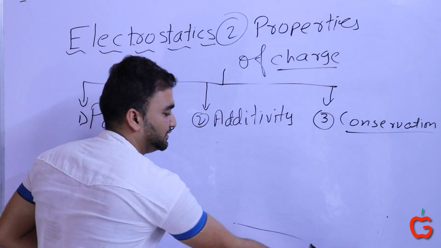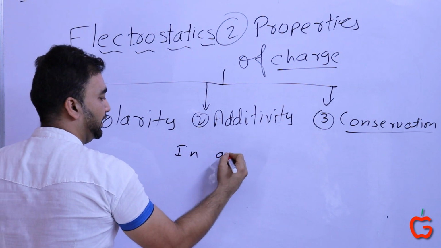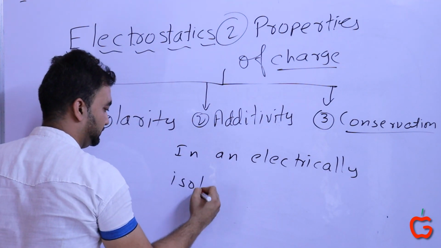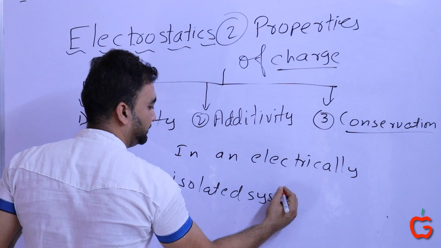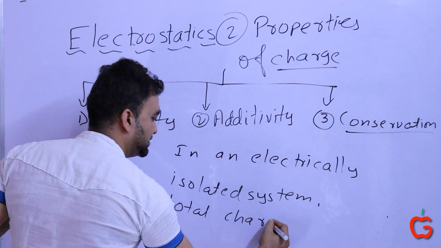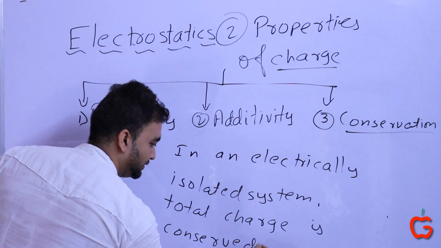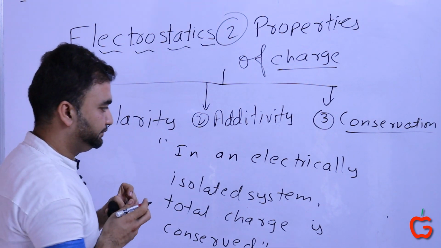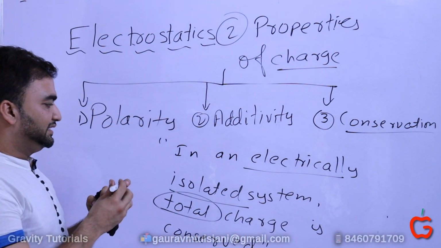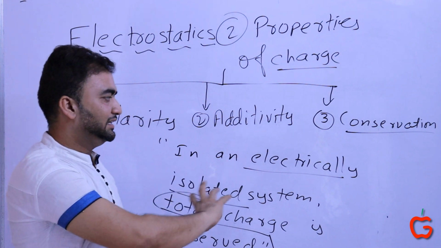The law of conservation of charge can be stated as, in an electrically isolated system, the total charge is always conserved. We have to focus on these terms. Total charge is always conserved. Okay. So this is the law, basically a statement.